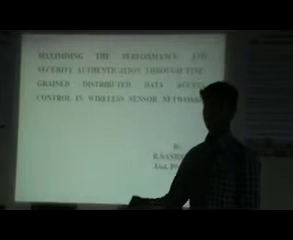Good evening. Today we are going to discuss how to improve the performance as well as security of wireless sensor networks by using fine-grained distributed data access control. This is the concept we can see on the web.